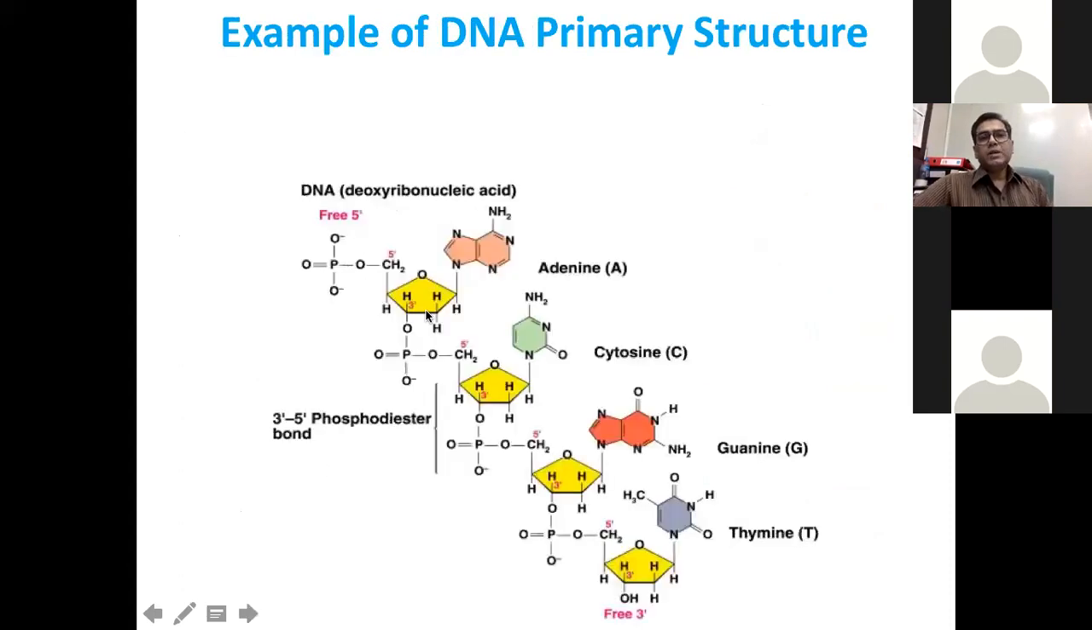Okay, let's take an example of the structure of the DNA. May I ask you, okay, which structure is this? Is it DNA or RNA?